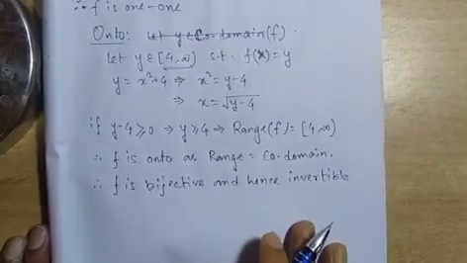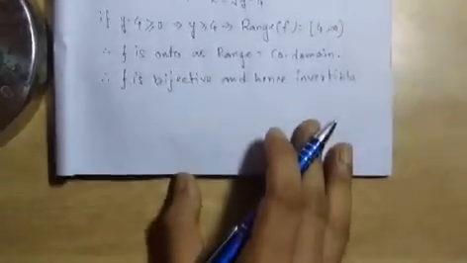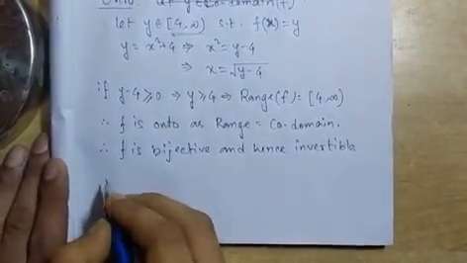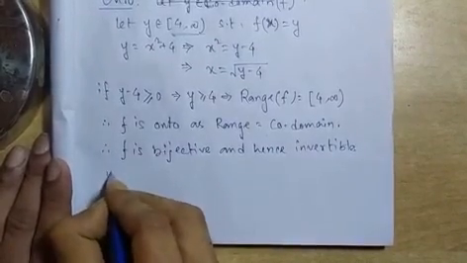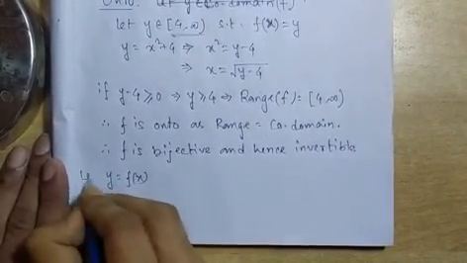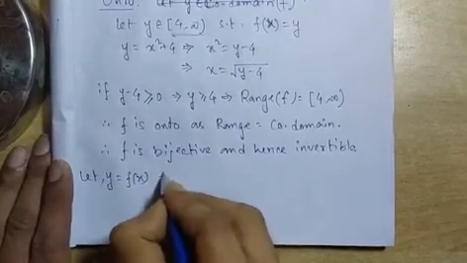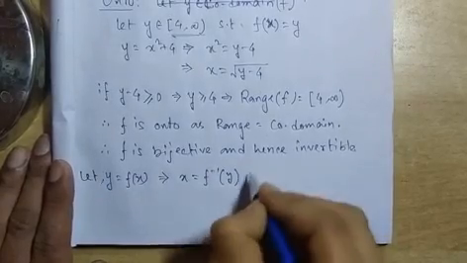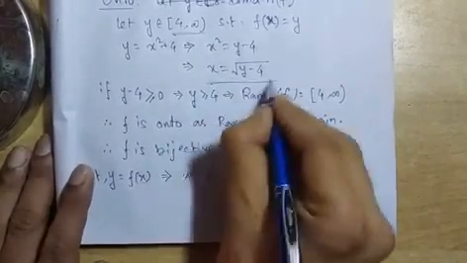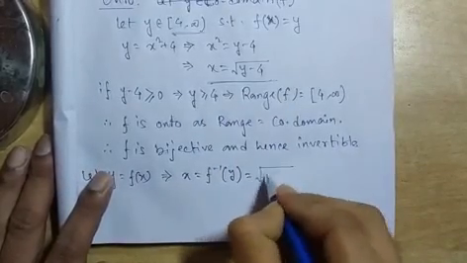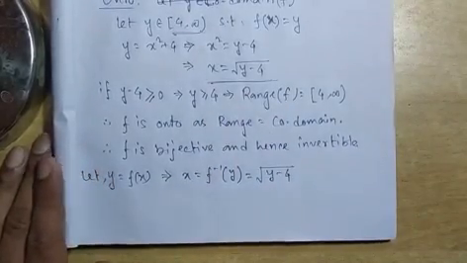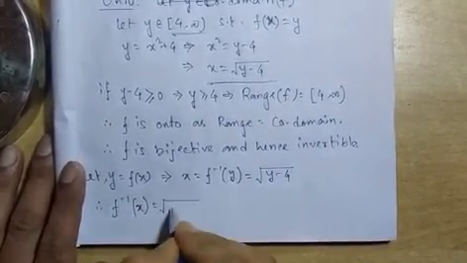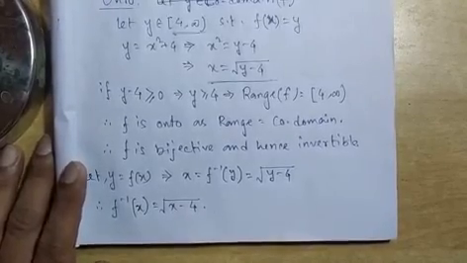So for that we will take y equals f(x). Then what will happen? Then we can write x equals f inverse of y. Now what was x? It was root over y minus 4. So f inverse of y should be root over y minus 4. So from here we can write f inverse of x is nothing but root over x minus 4, and it is done.